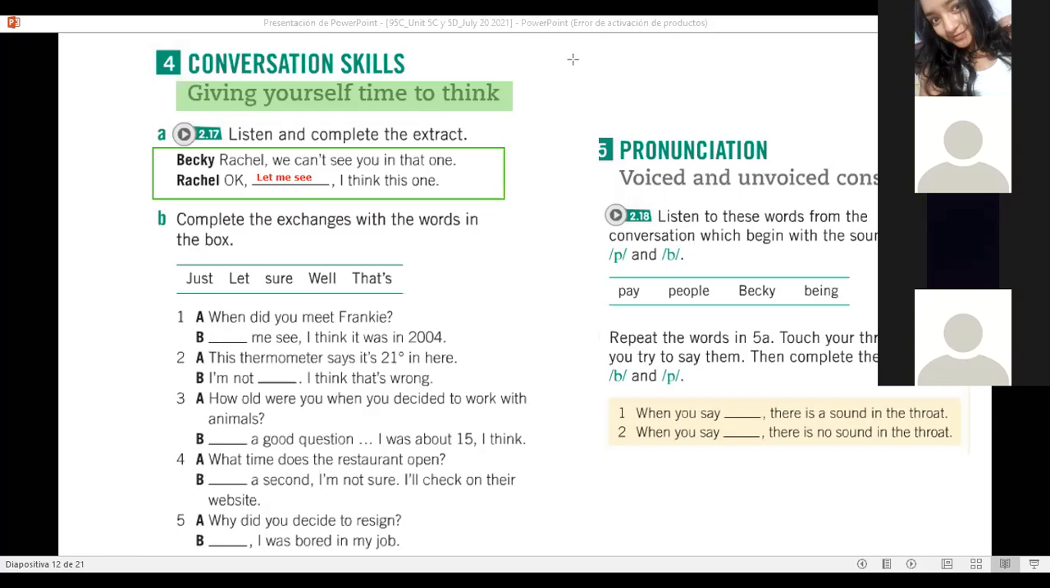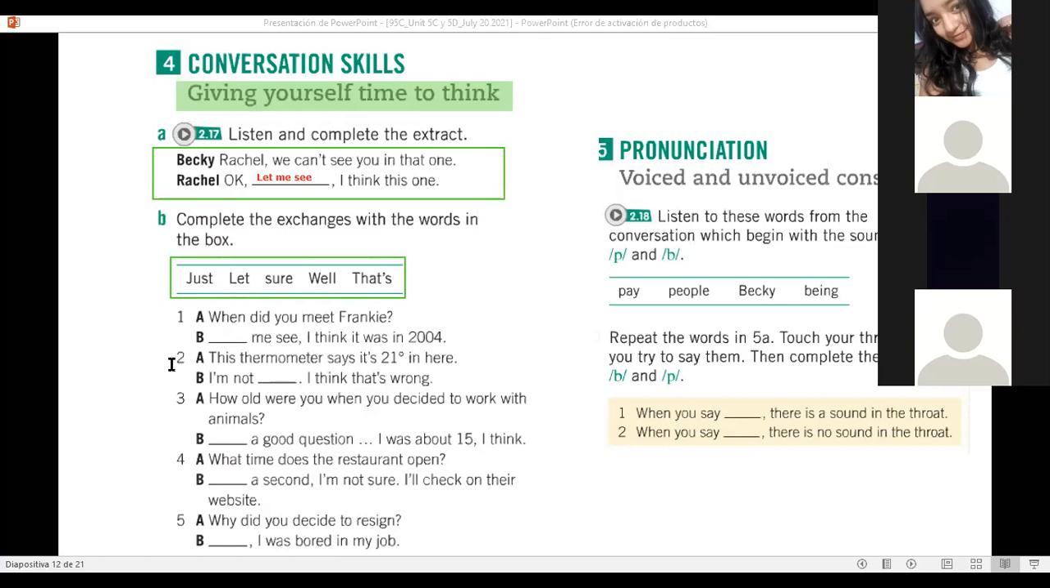So now I'm going to ask some of you to help me complete, please, the next sentences using these words we have in the box. Okay, we have the word just, let, sure, well, and that's. Can you help me complete number 1, Bibi? Ayúdame, Bibi, leyendo y completando la número 1.